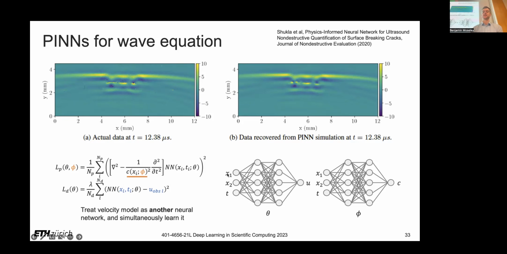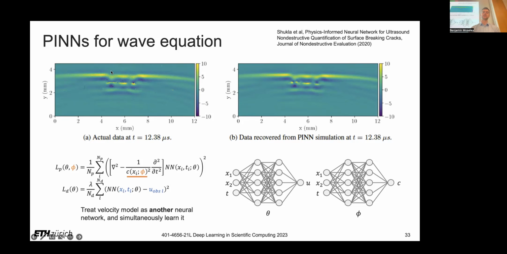The first one here is just a function of my inputs and outputs. This is just the PINN that's going to learn the simulation. And then this is the extra neural network. Actually, I've got this wrong. This shouldn't have a t here. This should just be a function of x, x1 and x2. And this just learns the velocity field as a function of space. And it has these other parameters, phi, which we're going to train.